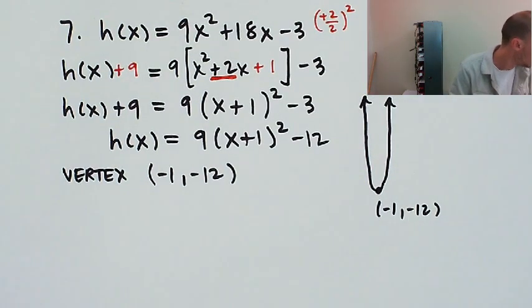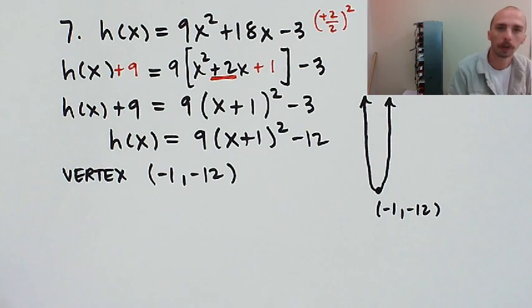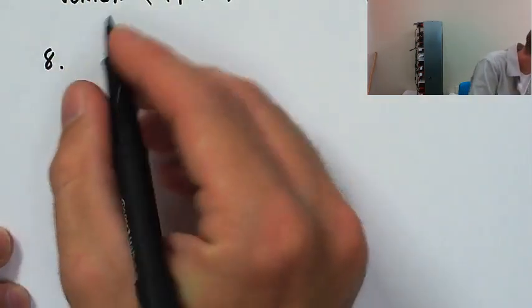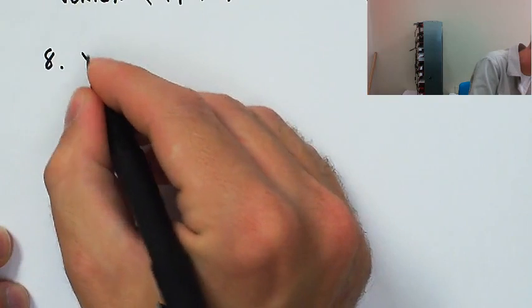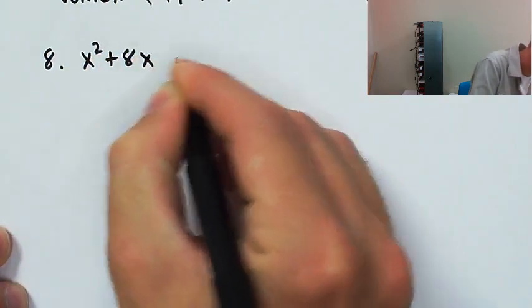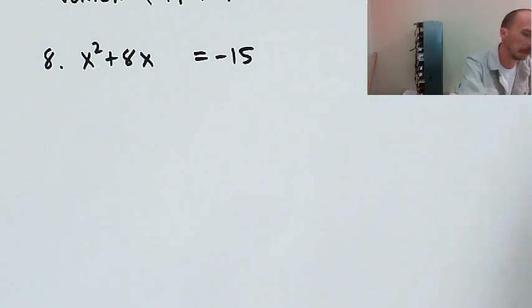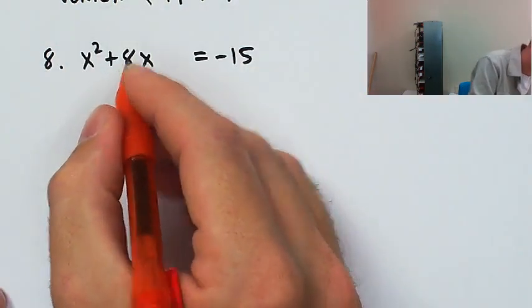All right, now a little bit more solve the equation by completing the square. Okay, I thought we were done with that. I honestly kind of hoped we were done with that, but it's back, so it'll be all right. Number 8. X squared plus 8x is negative 15. Okay, I'm just going to immediately leave room to add the same number to both sides.